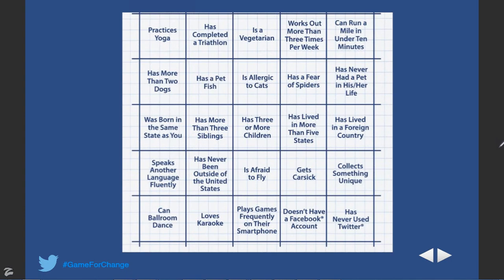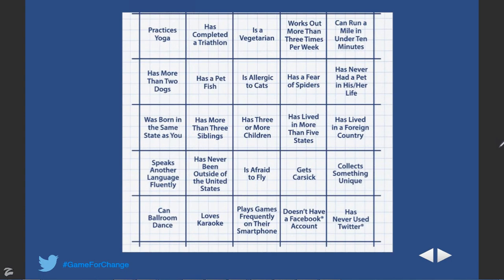The class got up out of their seats. They walked around quickly trying to get bingo by asking their peers to fill in one of the spots on their bingo card. Each person that they asked, however, could only fill in two of the spots on the card. So once the bingo part of the icebreaker was over, the facilitator went around the room and asked each participant to stand up individually. The other members of the classroom had to tell which bingo squares this person was marked for. So if I stood up, someone would say, I learned that Angel has three kids, is afraid to fly, and works out more than three times per week.